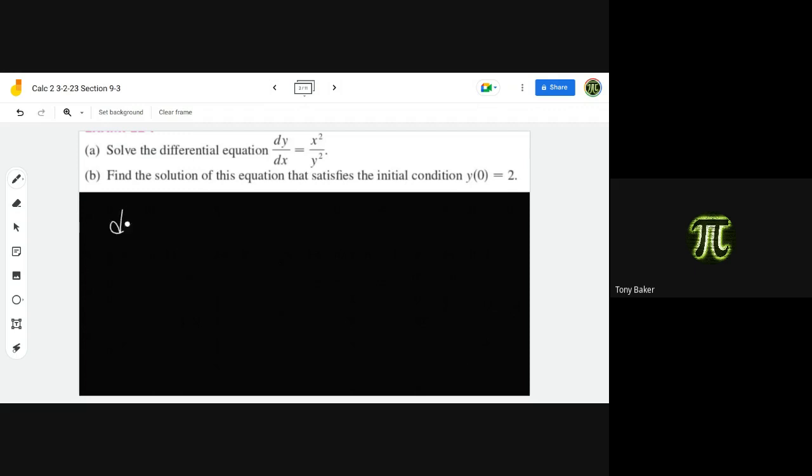All right, so dy/dx is x squared over y squared. The goal is to, as best as you can, split this up so that the y's are on one side and the x's are on the other side. That is not always going to work, but that is our goal. So in this case, we will cross multiply. So this goes to y squared dy equals x squared dx.